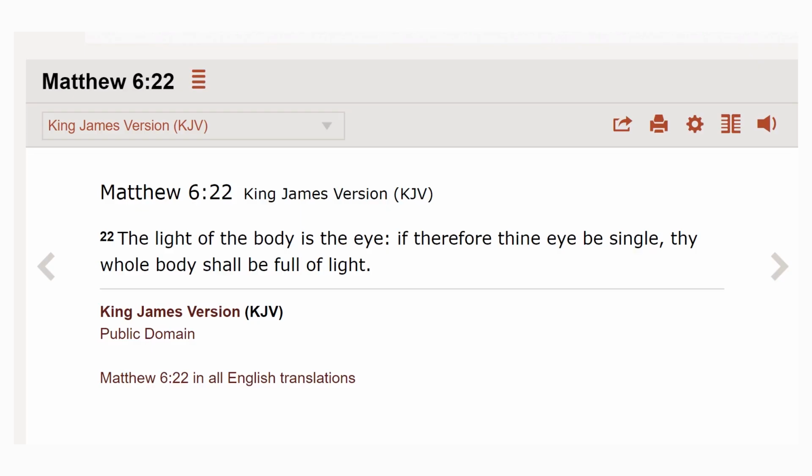So now let's go to Matthew 6:22. It says, "The light of the body is the eye. If therefore thy eye be single, thy whole body shall be full of light." Clearly, it's talking about the third eye. So now understand, as Dr. Karl Marat said, melanin is a conductor of energy. It can concentrate energy and absorb light. That energy, that light, is you.